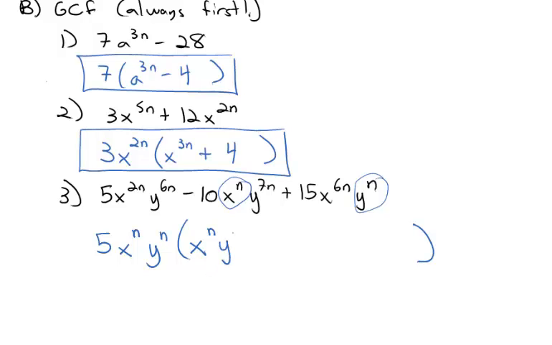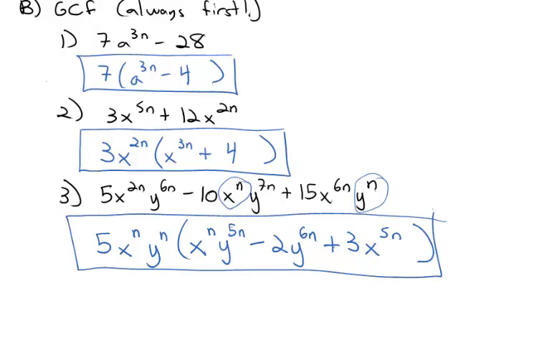y to the 6n minus n leaves behind y to the 5n. Minus 10 divided by 5 is 2. The x to the n divides out completely. We're left with y to the 6n. Plus 15 divided by 5 is 3. x to the 6n minus n leaves behind x to the 5n. And the y to the n is completely divided out. And we have our solution.